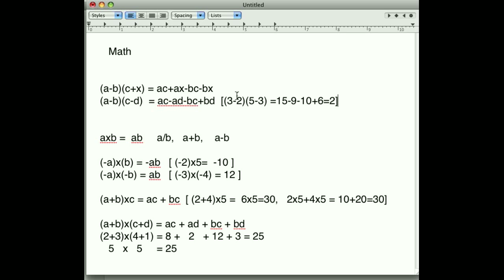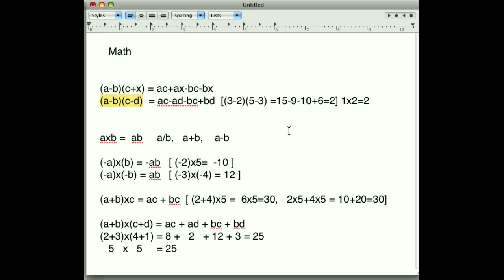So if we do it first with calculating inside the parentheses, it's going to be 3 minus 2, which is 1, times 5 minus 3, which is 2, and we also get the result of 2. So you see that we got the same result here and there, whether we did it this way or we did it first by calculating inside the parentheses and then multiplying. So that means that this term is the same as this term expanded.